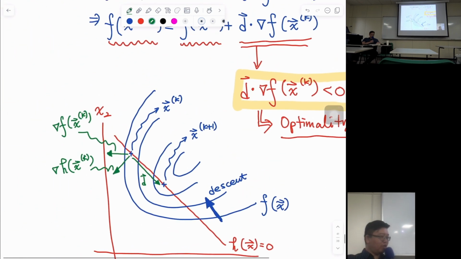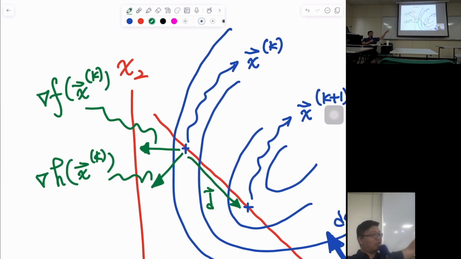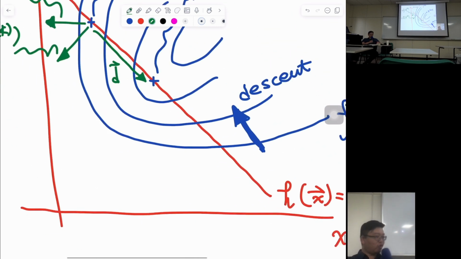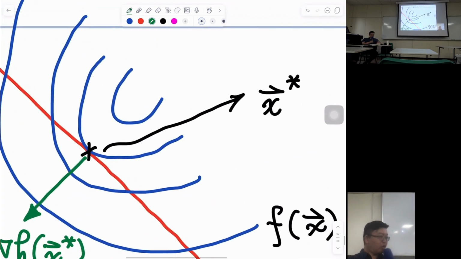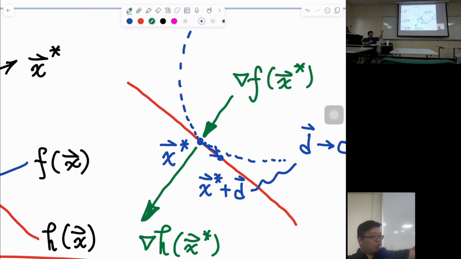Earlier, when we are not at the optimal, the objective function has a gradient that is not in the same direction as the gradient of h. These two are not parallel to each other. But when we move toward the optimal, when we are very close or on top of x star, because it's a tangent point, the gradient direction is always perpendicular to the function contour.